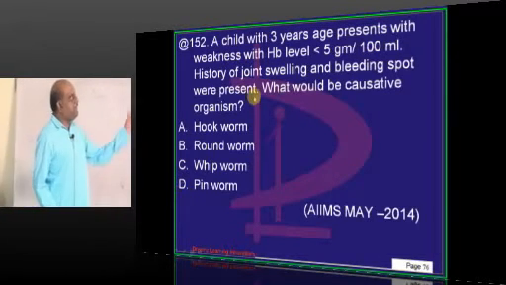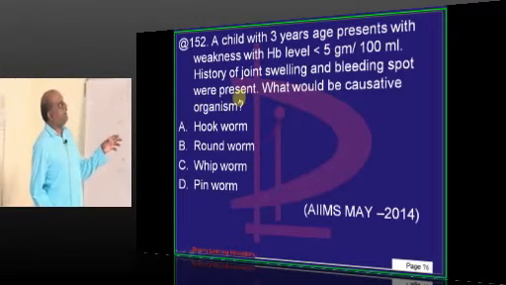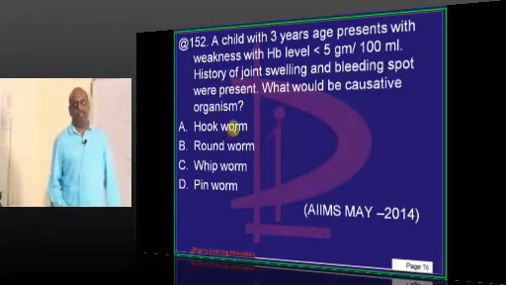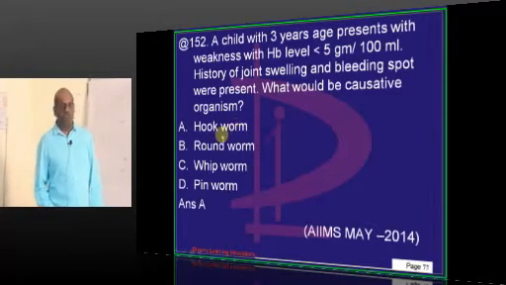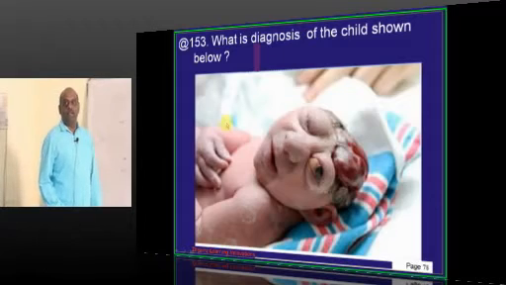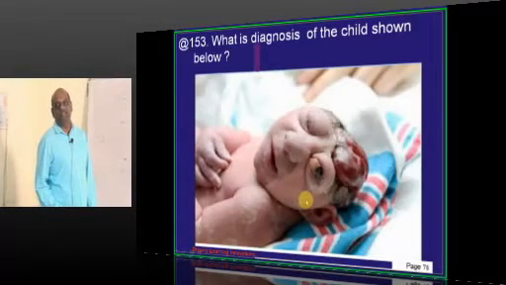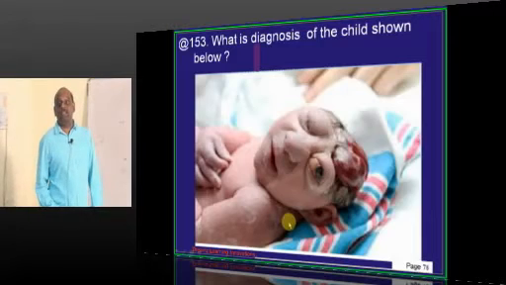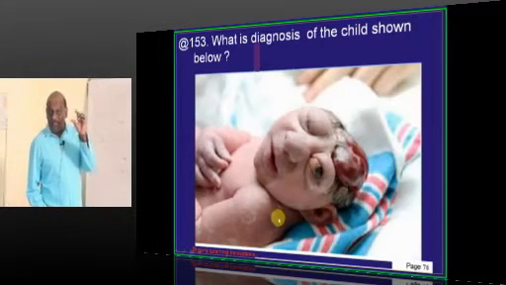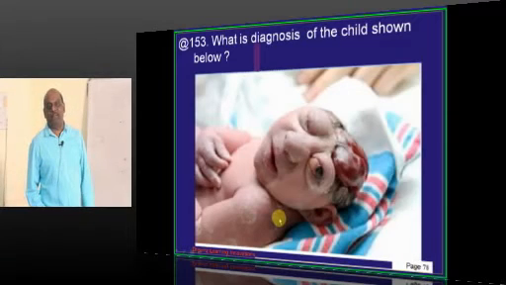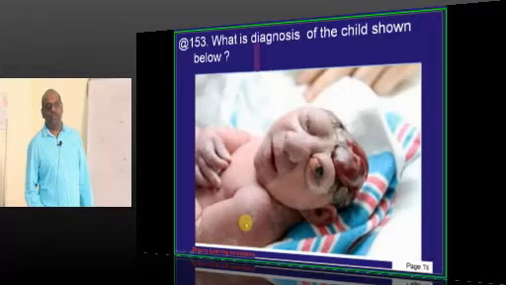Then a patient with hemoglobin level less than 5, joint swelling, bleeding spots, 3 years of age: what is the possibility? Anemia, commonly because of hookworm infestation. A picture of anencephaly was given and the examiner asked, what is this? Not even banana sign on ultrasound or lemon sign on ultrasound; this is not even that level of question. Directly without head, don't say head injury of a newborn baby.